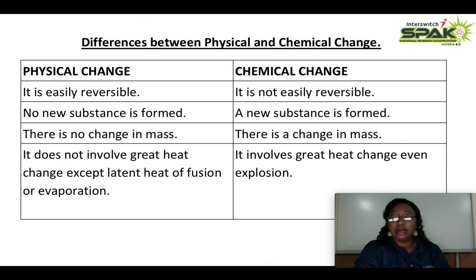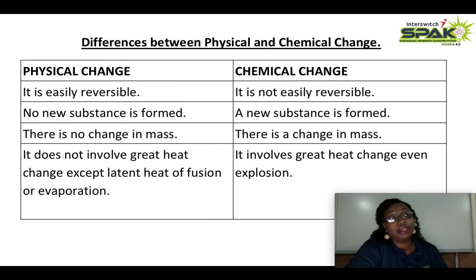Differences between physical and chemical changes. Physical changes are changes that can easily be reversed, while chemical changes are changes that cannot easily be reversed. For physical changes, new substances are not formed. Of course, you have examples of physical changes where new substances are not formed.